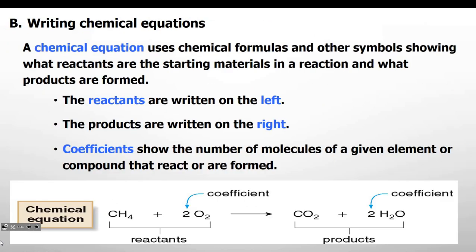Okay, so writing chemical equations, we need to know what's on what side. On the left side are the reactants. On the right side are the products. The coefficients help us to know how many of each we need. So here we have methane plus 2 oxygen yielding carbon dioxide plus 2 waters. So again, on the left are your reactants, on the right are your products. And you'll be able to pull those out.